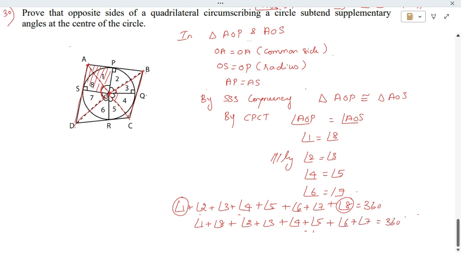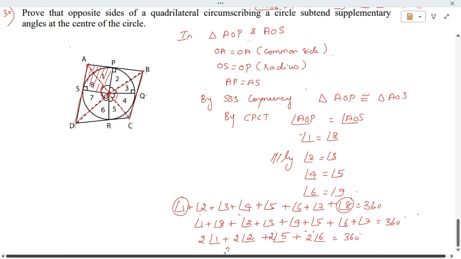So what I am doing, if I replace angle 8 as angle 1, so it will be 2 times of angle 1, isn't it? Similarly, angle 2 and angle 3 are equal, so I can replace angle 3 as angle 2, so it will be 2 times of angle 2, and here it is 2 times of angle phi, isn't it? 4 and 5 are equal, so I'm just keeping as angle phi, and 6 and 7 are equal, so I'm keeping as angle 6. Okay, is equal to 360.